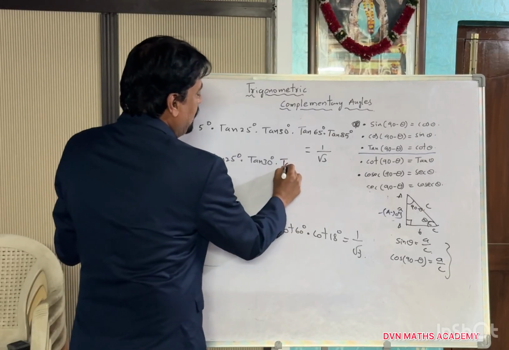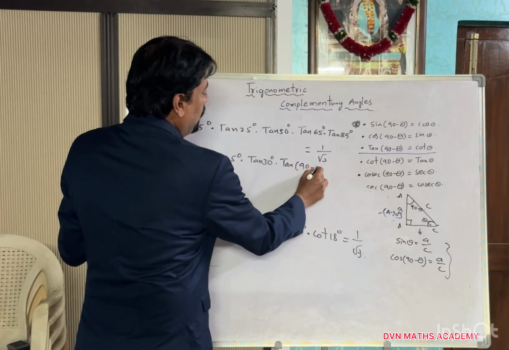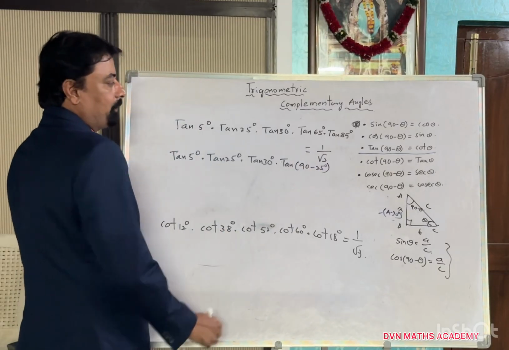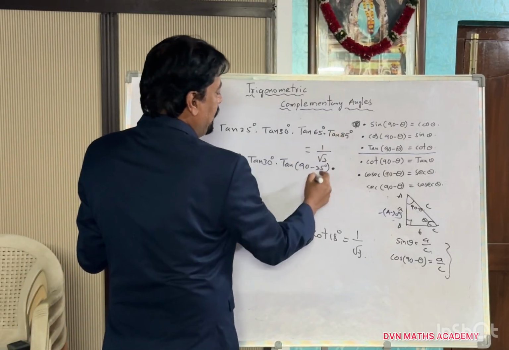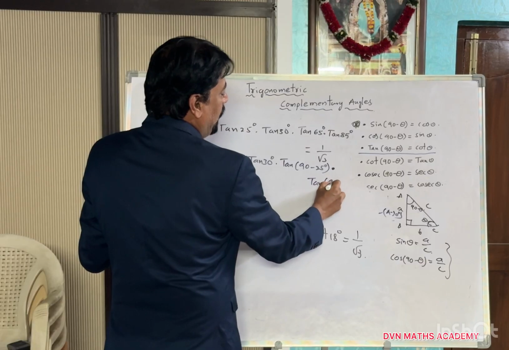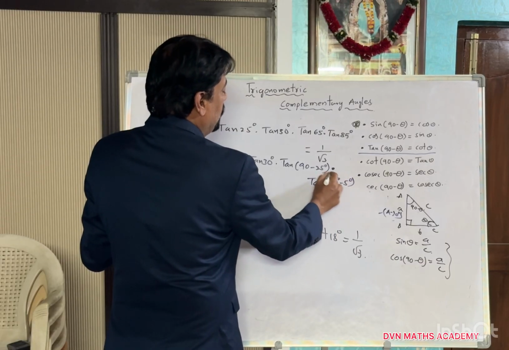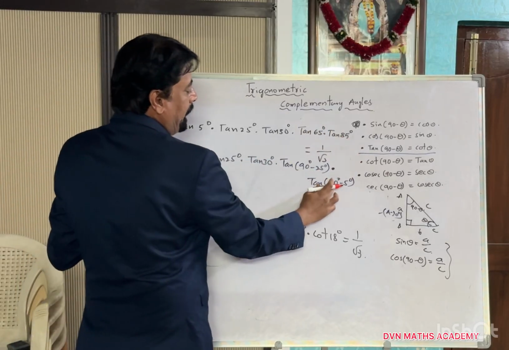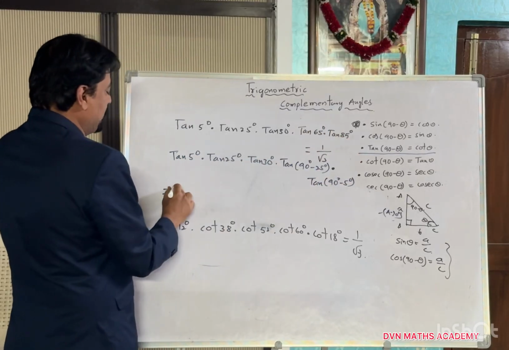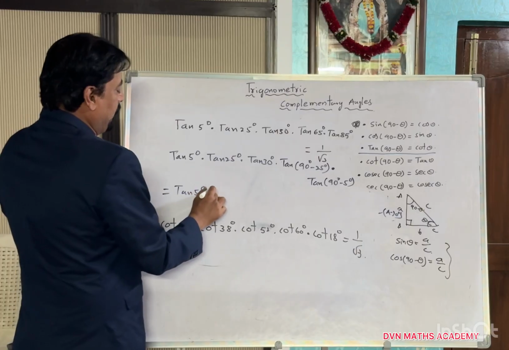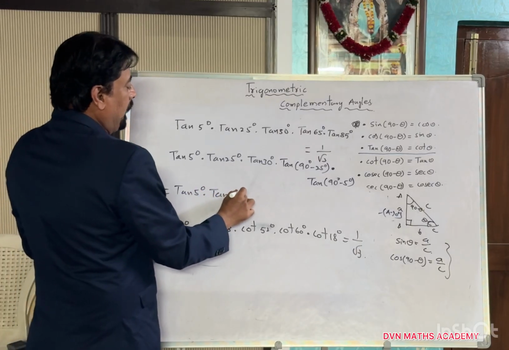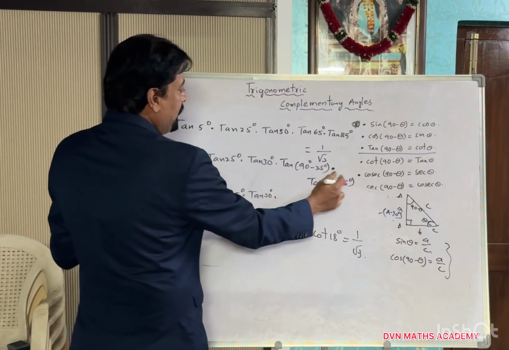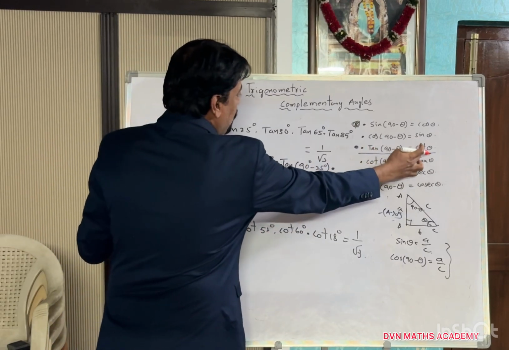I will write tan 65 as tan 90 minus 25 degrees, and tan 85 as tan 90 minus 5 degrees. So what happened? You see this is tan 5 degrees, tan 25 degrees, tan 30 degrees, and then tan 90 minus theta. Tan 90 minus theta is cot theta.